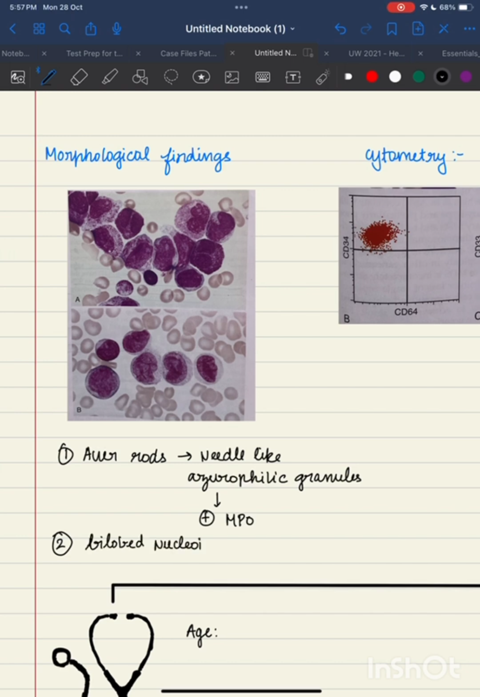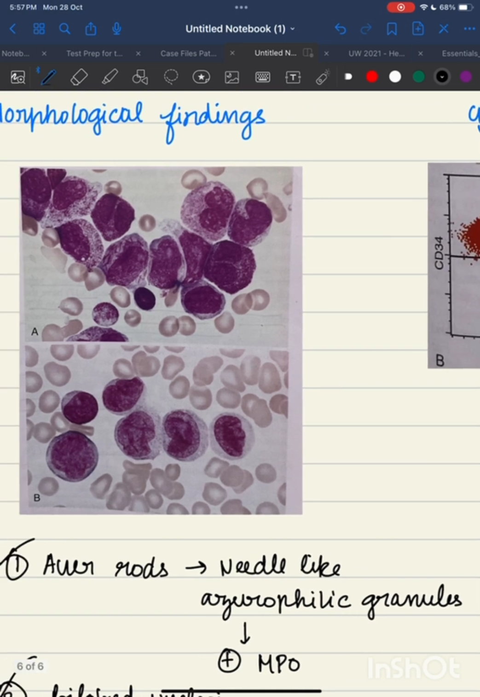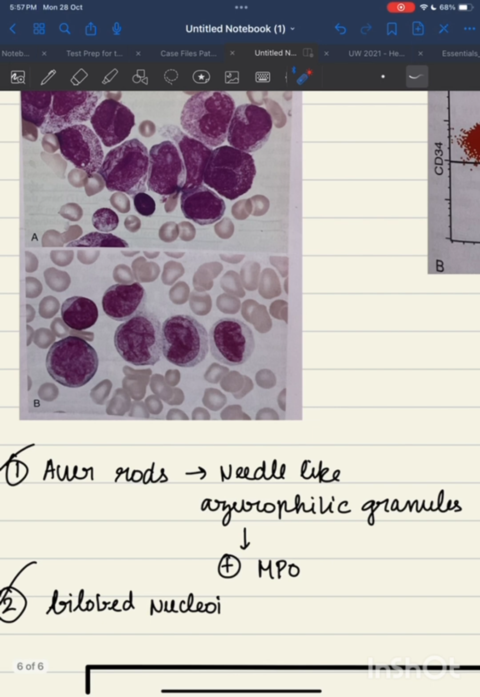Here we can see these are the Auer rods. You can see some needle-like granules. These are MPO positive, myeloperoxidase stain positive, and they are mostly bilobed nucleoli. Okay, these are very important morphological findings.